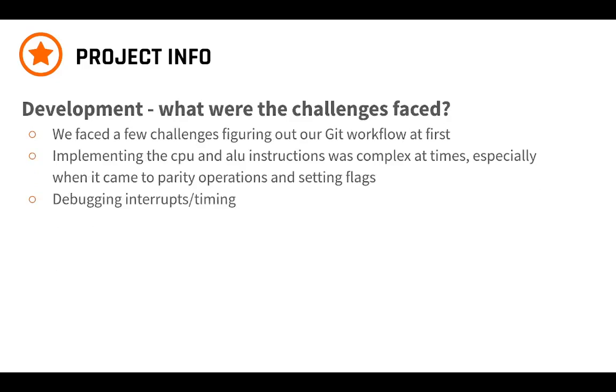The challenges we faced include figuring out our Git workflow, but we managed to solve that pretty quickly. Implementing the instructions was complex at times, especially when it came to setting flags and parity operations. Debugging interrupts was also tricky. Chris and I both had a different way of approaching interrupts, and we ended up going with Chris's since his worked a lot better.